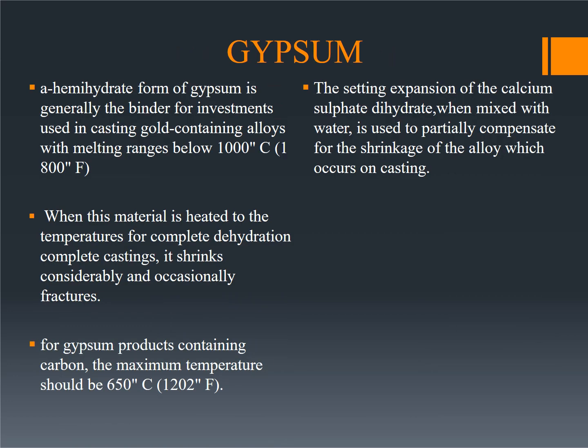Gypsum: the alpha hemihydrate form of gypsum is generally the binder for investment used in casting gold-containing alloys with melting ranges below 1000 degrees Celsius. When this material is heated to temperatures for complete dehydration, it shrinks considerably and occasionally fractures. For gypsum products containing carbon, the maximum temperature should be 650 degrees Celsius. The setting expansion of the calcium sulfate dihydrate when mixed with water is used to partially compensate for the shrinkage of the alloy which occurs on casting.